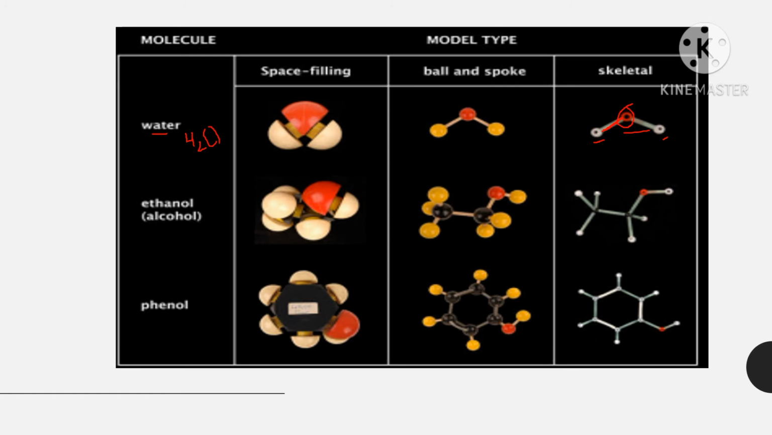And second one is the ball and stick model. Here also same. Red ball is oxygen, and the yellow balls are hydrogens, with sticks representing bonds between oxygen and hydrogen. But in space filling, the red ball is oxygen, and in the space they put white balls, that is hydrogens. So like this they are arranging the molecular models.